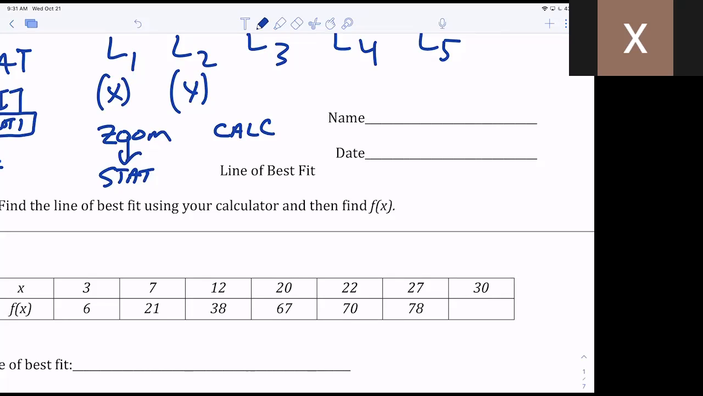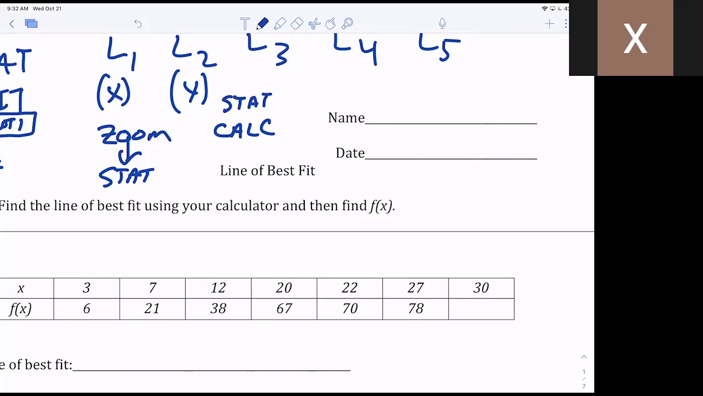Now, guess what? I told you to hit the wrong button. I want you to go to stat first. Hit the stat button, and then calc right there. Sorry, I did tell you the wrong button. Hit the stat button first.